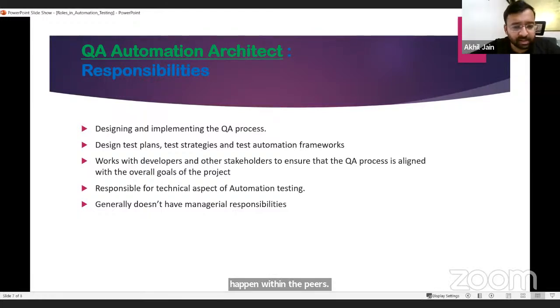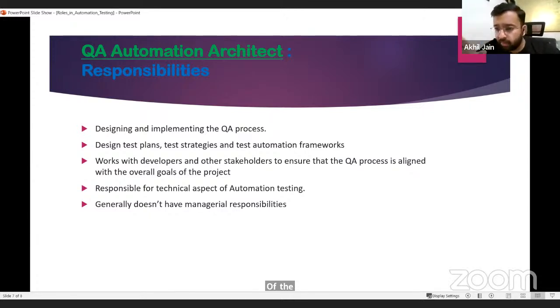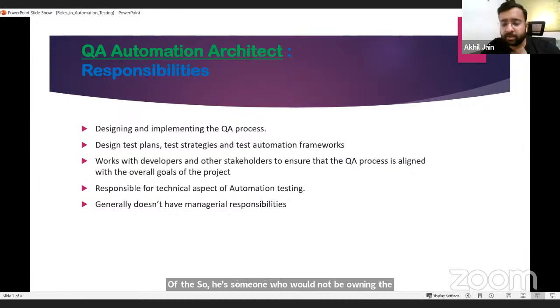Okay, as I said, he is someone who is responsible for the technical aspect of automation testing. He will not be owning the managerial side, because there would be a separate role for that, right? This specific role was created only for the technical side.